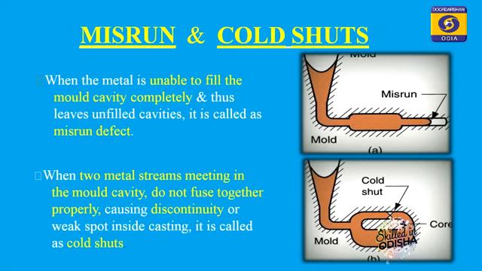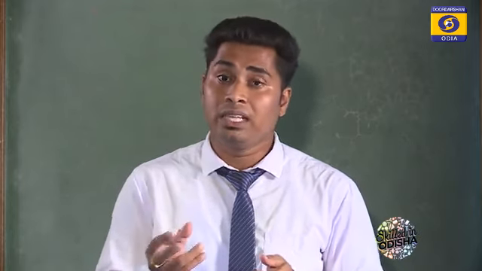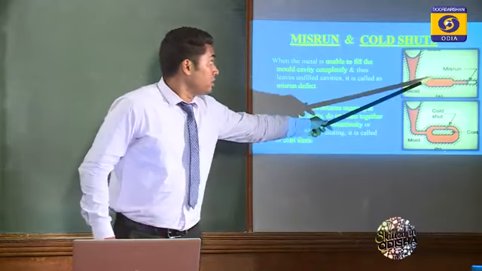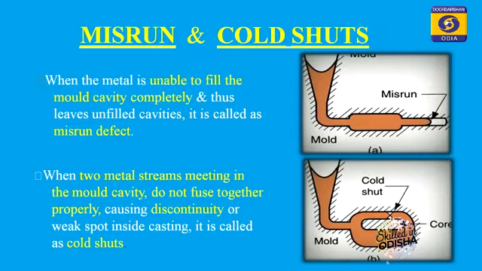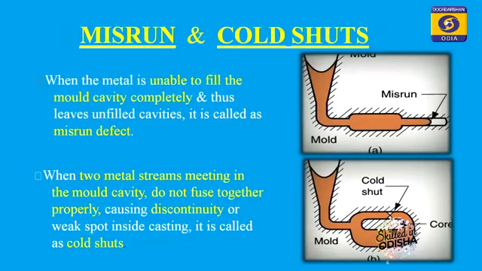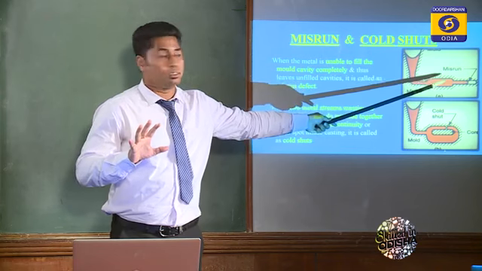Misrun and cold shut. A misrun defect will happen if the molten metal is unable to fill the mold cavity properly. If the molten metal is unable to fill the mold cavity properly, then a misrun defect will appear. See the top figure. This is misrun. That white part, you can see the end white part, is unfilled by the molten liquid metal due to some reason. This is called misrun.